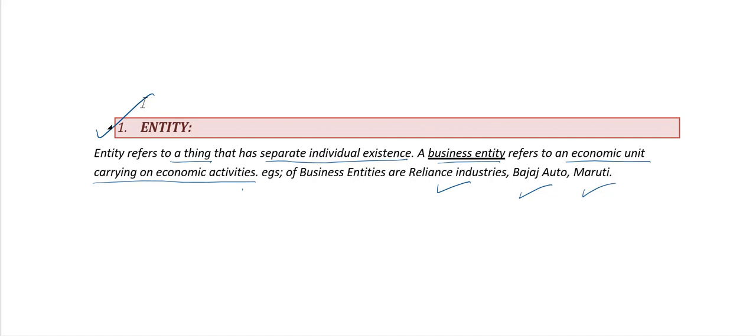The stationery shop next to your house, that is also an example of a business entity. The pizza outlet next to your house, that is also an example of business entity. So we are talking of an economic unit which carries on economic activities. What are economic activities? It could be the purchase or sale of goods. It could be a financial company which gives and takes loans or deals in securities. So all these are examples of business entities.